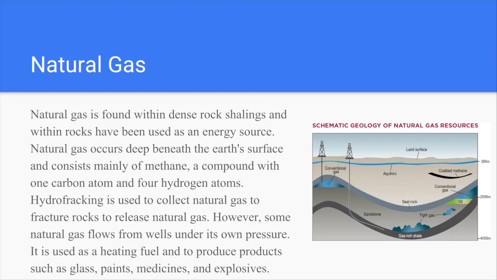It is used as a heating fuel and to produce products such as glass, paints, medicines, and explosives. As you can see over here, these are places where natural gas can be formed. It can flow through its own pressure in wells. However, hydrofracking is used in some cases where it's stuck deep in the earth inside rocks.